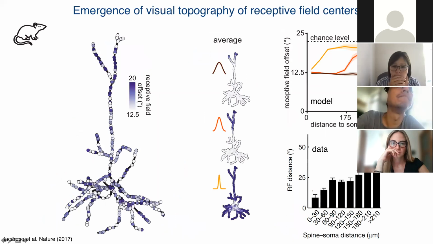Can you give us some sort of intuition for how this global signal and the local signal interact, which in the end cause this new arrangement of the receptive fields?